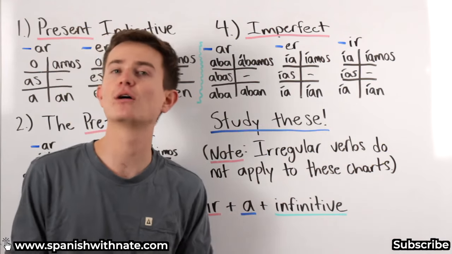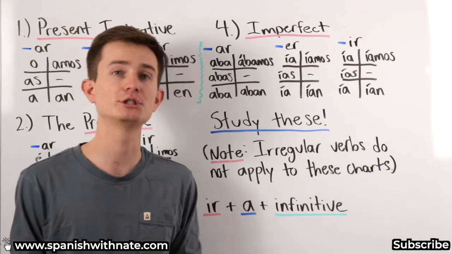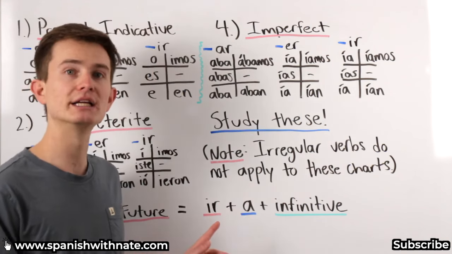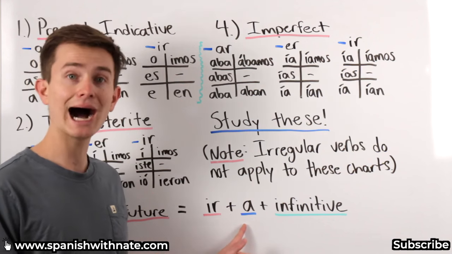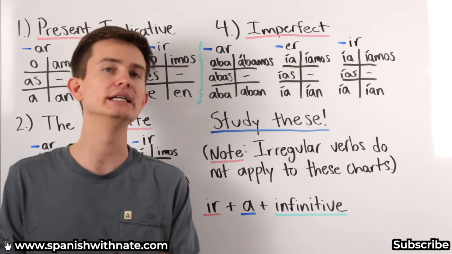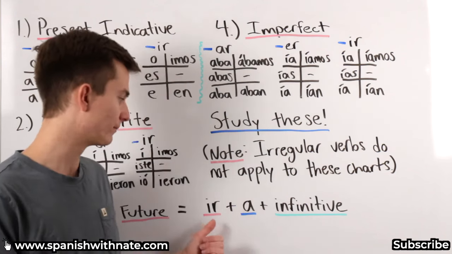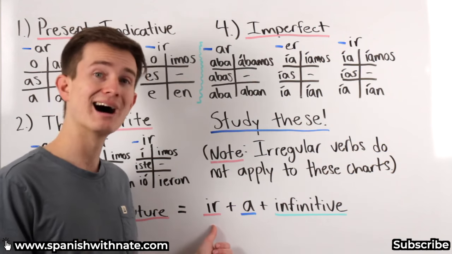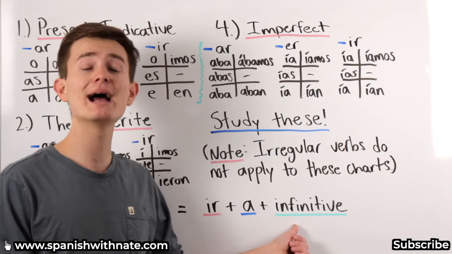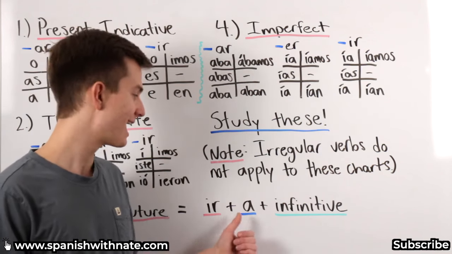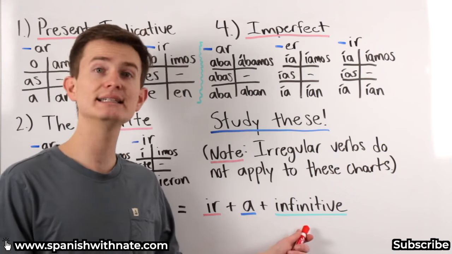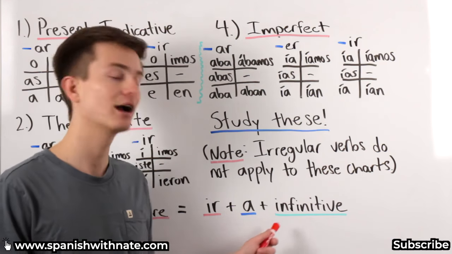I have another video on irregular verbs that you can check out, or you can also check it out on my website, SpanishWithNate.com. Okay, so ir, meaning to go, plus a, meaning to, and an infinitive verb, either an AR, ER, or IR verb. For example, yo voy a comer. I am going to eat. Okay? Yo voy a comer.